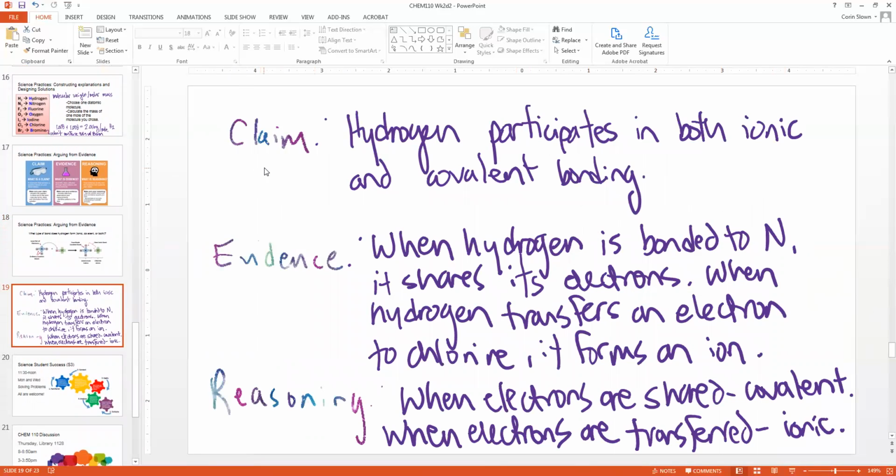So our claim is that hydrogen participates in both ionic and covalent bonding. Our evidence is that when hydrogen is bonded to the nitrogen, it shares its electrons. When hydrogen transfers an electron to chlorine, it forms an ion. Our reasoning is that when electrons are shared, this is a covalent bond. When electrons are transferred, these are ionic bonds.